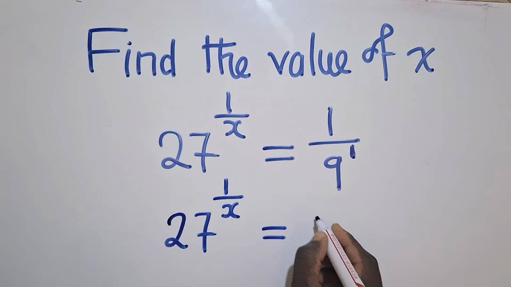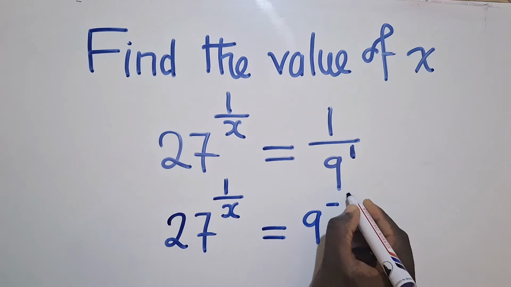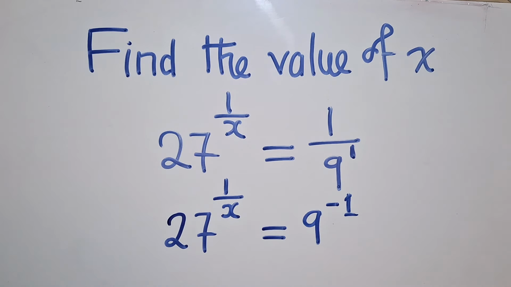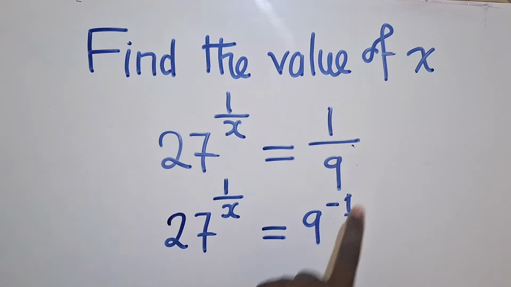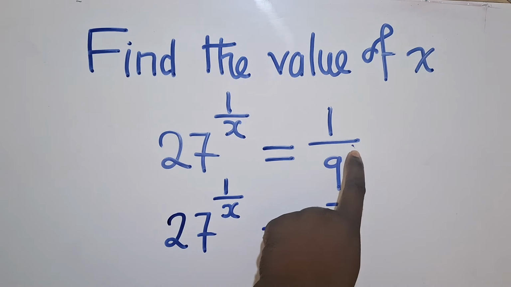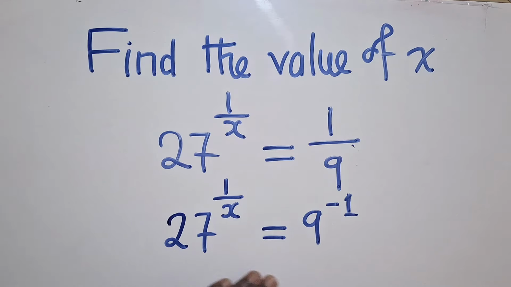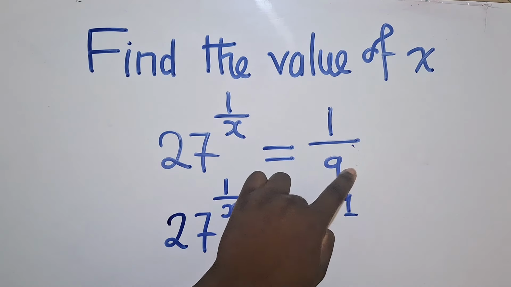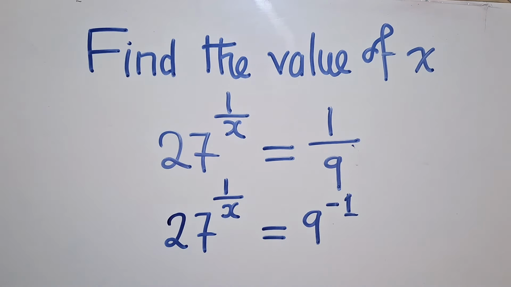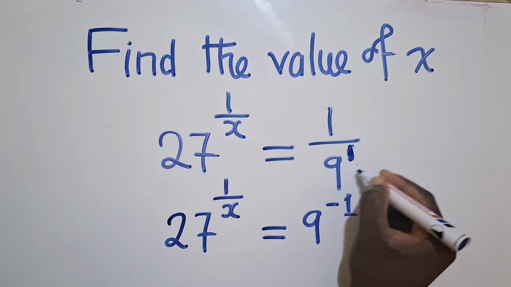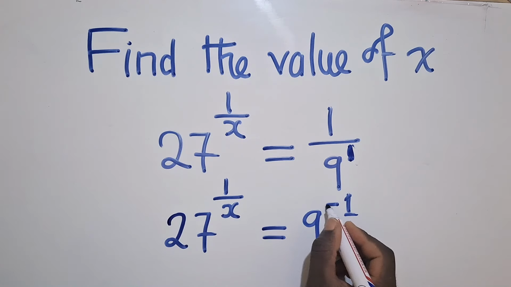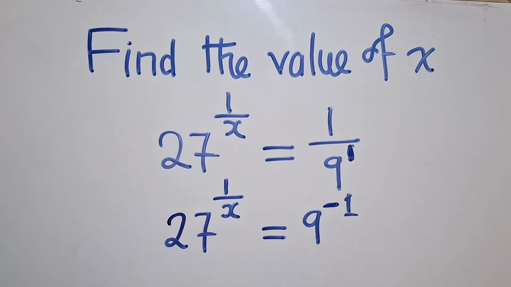So we shall have 9 power negative 1 on this side. This is the only change we've done here. There is 9 power 1 here. You can see this is power 1, or even if we don't write it, we know that it's power 1. To solve this equation, we have to make sure that this 9 goes on top. And by the laws of indices, whatever changes position, it was a denominator, it becomes a numerator, we have to change the sign to a negative power.